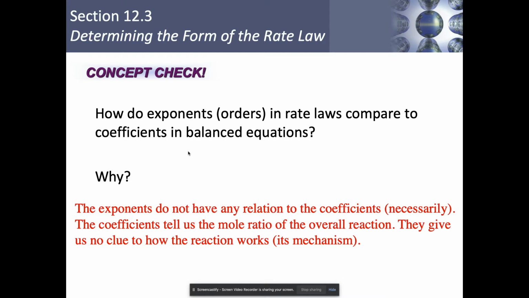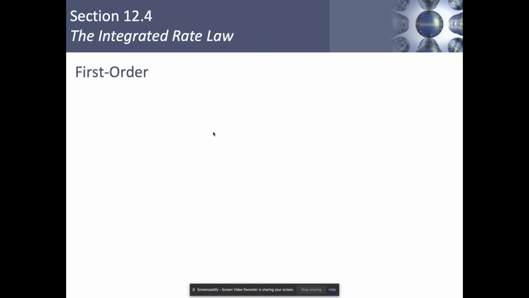Sometimes you might be like, oh yeah, there's a 2 in that balanced equation and it ended up being second order overall. That's purely coincidental. The fact that a balanced equation gives you a certain number is just telling you that the law of conservation of matter, or the law of conservation of mass, is being followed. The rate law is totally different than the law of conservation. So let's talk about first order reactions.